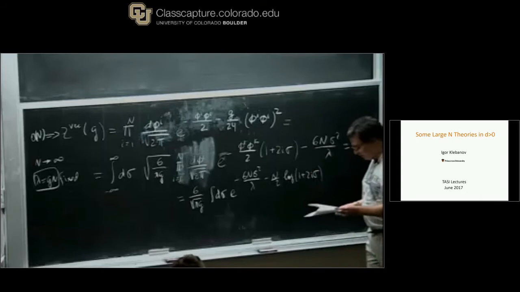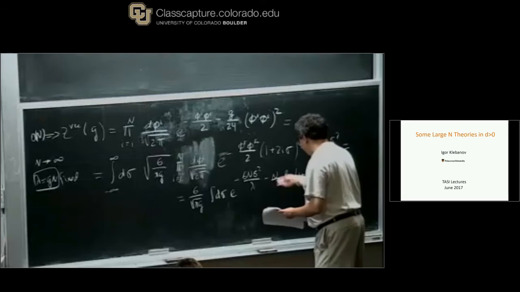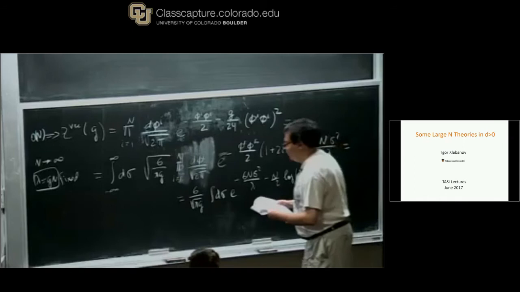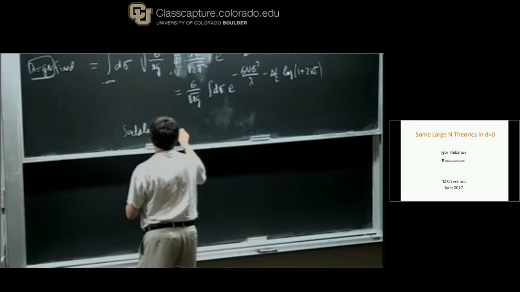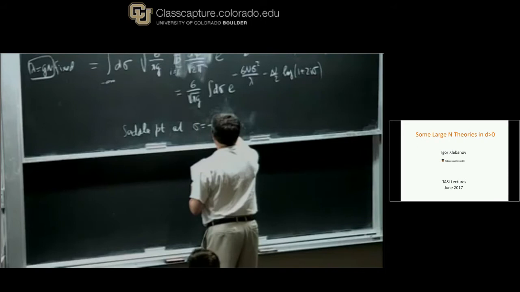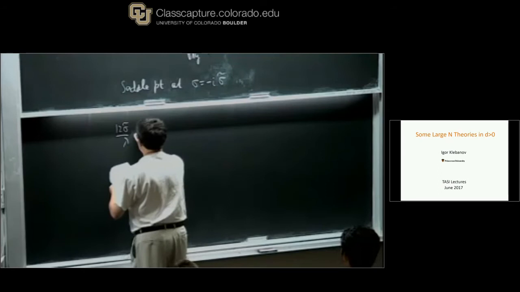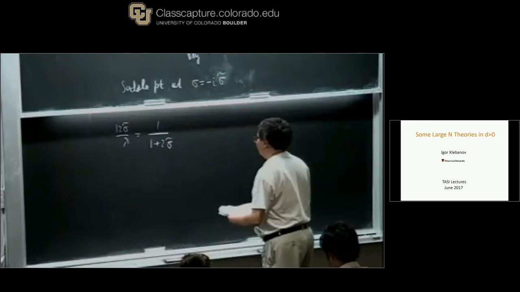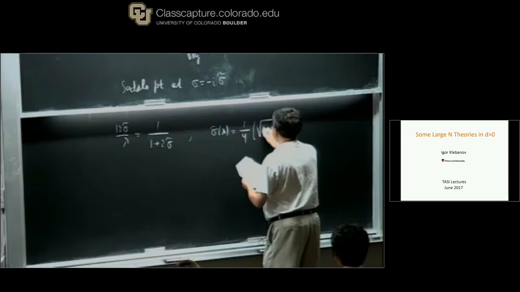So everyone is with me, right, on this. Then you just find the saddle point. You vary this. The derivative of log is 1 over 1 plus 2i sigma. Then you find that there is a saddle point at sigma equal to minus i sigma tilde. And the sigma tilde satisfies the following equation. We have 12 sigma tilde over lambda is equal to 1 over 1 plus 2 sigma tilde. Just very basic algebra. Then you solve the quadratic equation, and you find that sigma tilde of lambda is equal to 1 quarter times the square root of 1 plus 2 lambda over 3, minus 1.